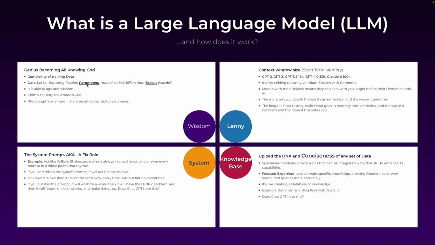Pretty much there, we're just going to read the rest of that. It's akin to age and wisdom. It's like going from a chimp to a baby to a genius to a god. The more parameters and the more tokens that it's trained on, the wiser it is. Okay, remember, it has a photographic memory, instant recall across multiple domains.